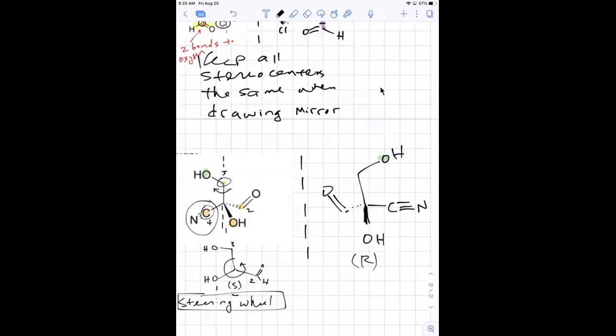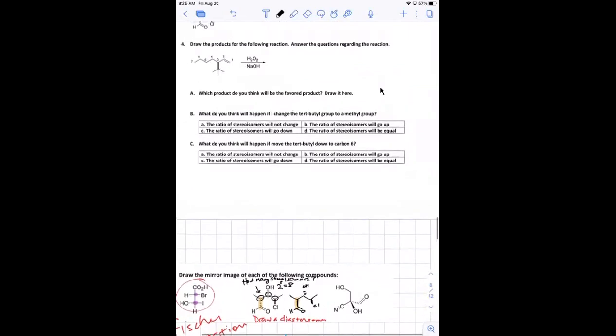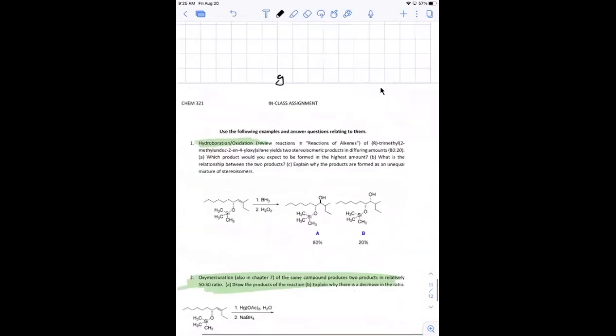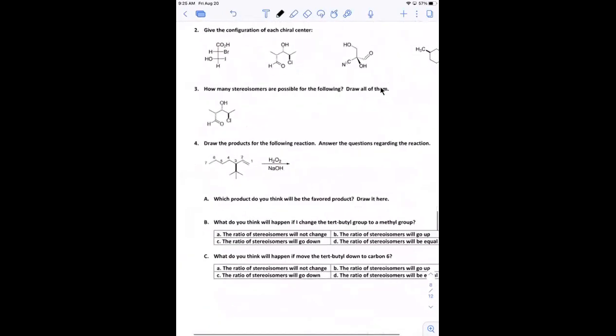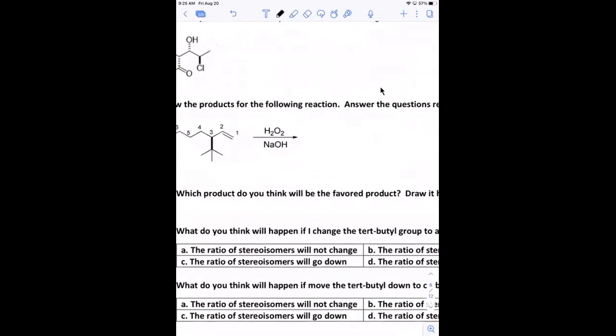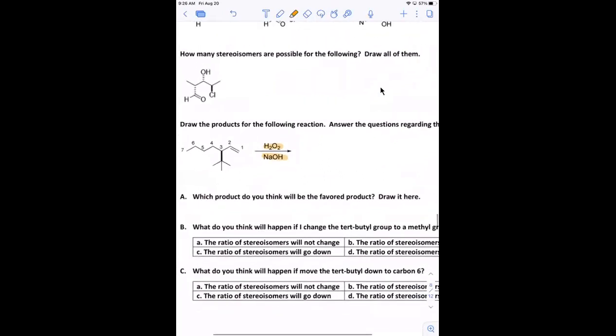Now let's go down. I sent you a video the other day dealing with how pre-existing stereocenters affect the outcome of a reaction. So we're going to look at this reaction right here. Anybody recognize these reagents from part one? Hydrogen peroxide and sodium hydroxide, anybody?